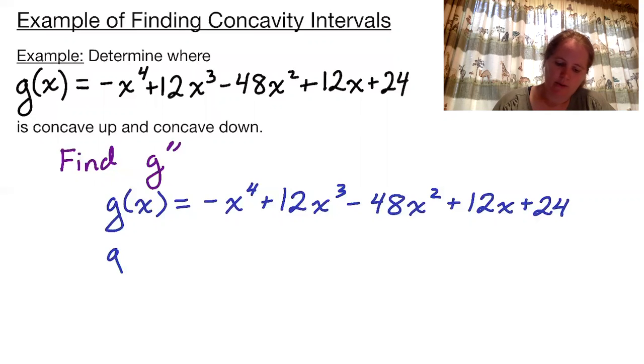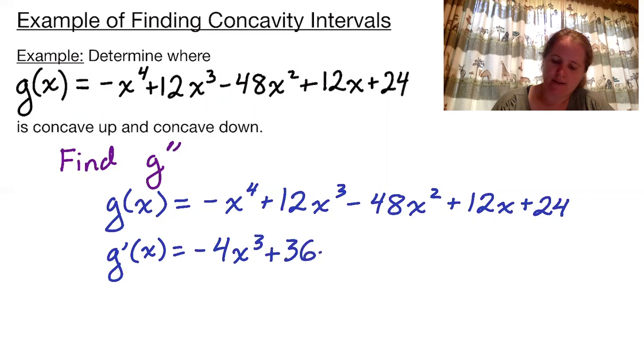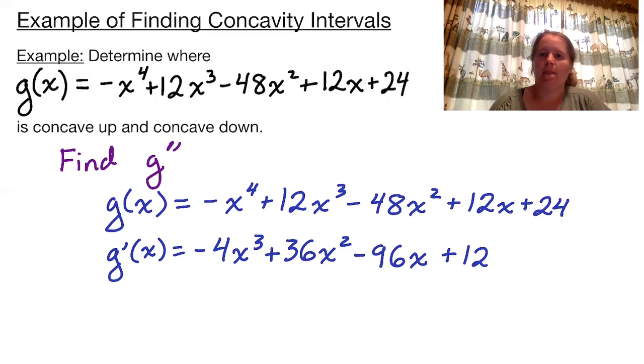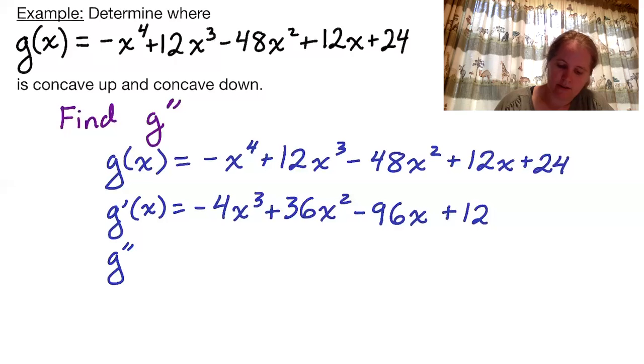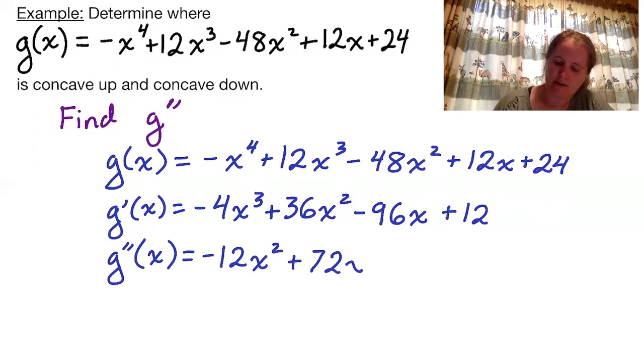So we have g prime of x would be equal to negative 4x cubed, power rule, plus 36x squared minus 96x plus 12, not 12x. Right. We just did the power rule on all of these. Now we'll have the second derivative. The second derivative of g, we have negative 12x squared plus 72x minus 96.